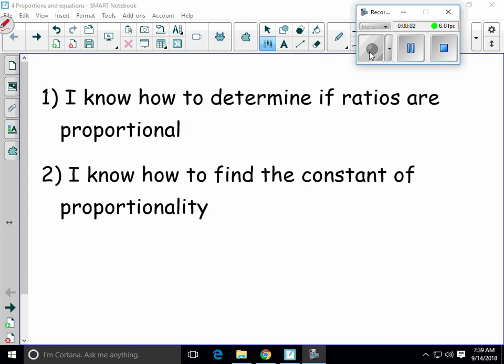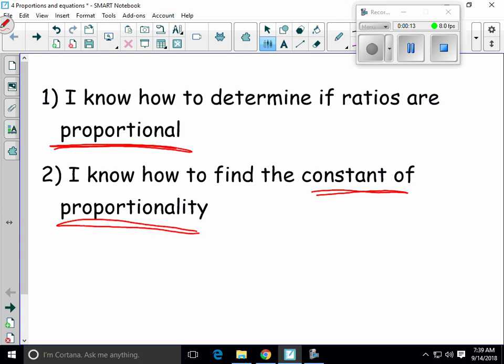Okay, today we're going to check a little more if ratios are proportional. We'll use a table, we'll check to see if it's a proportion, and we'll do it using something called the constant of proportionality. So a little bit more practice with proportions and constants.